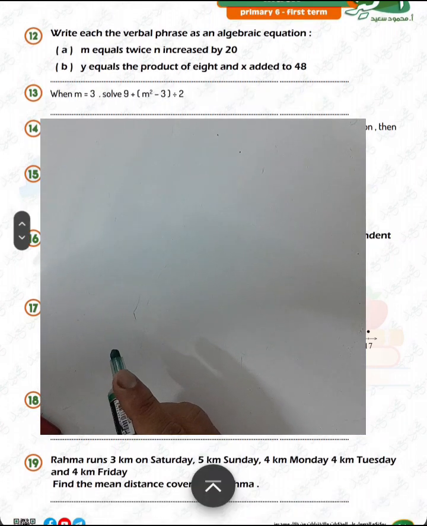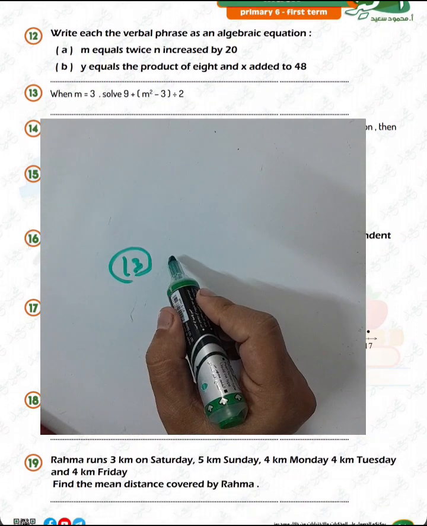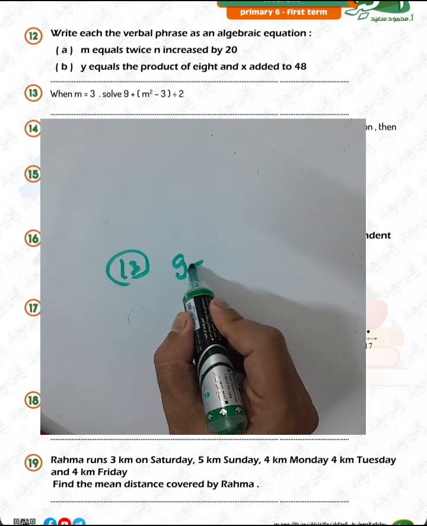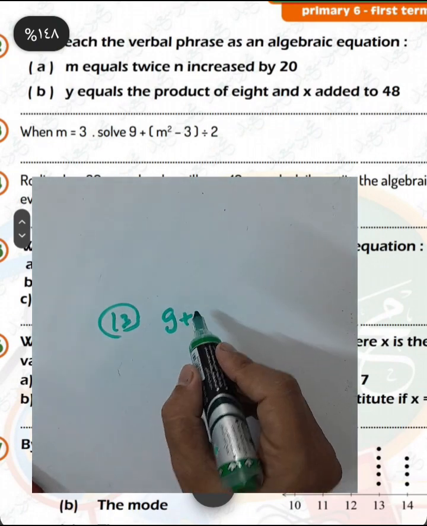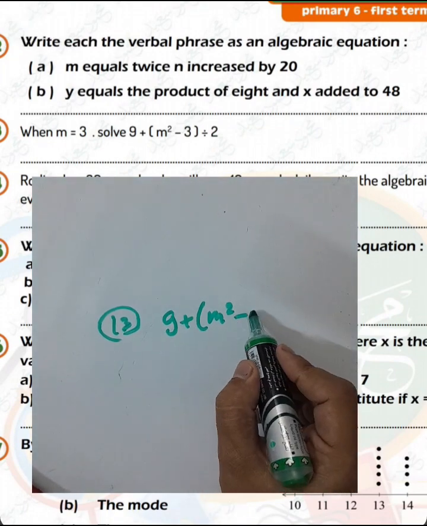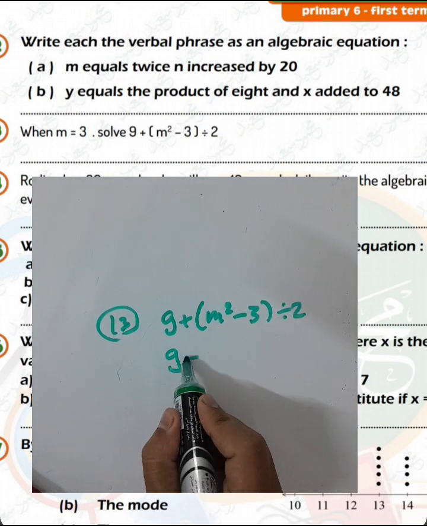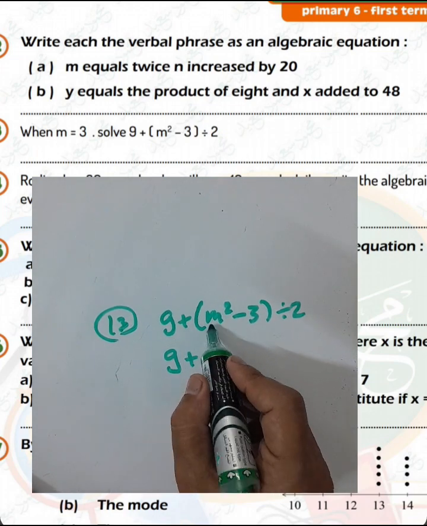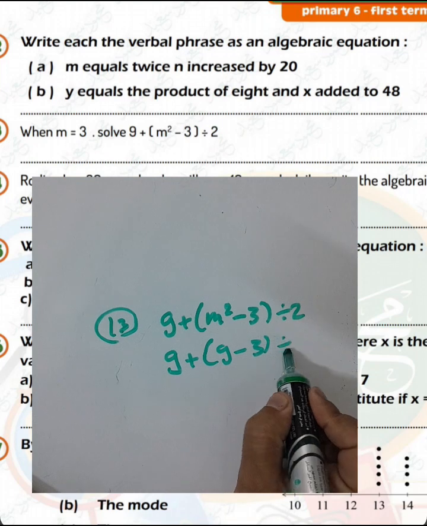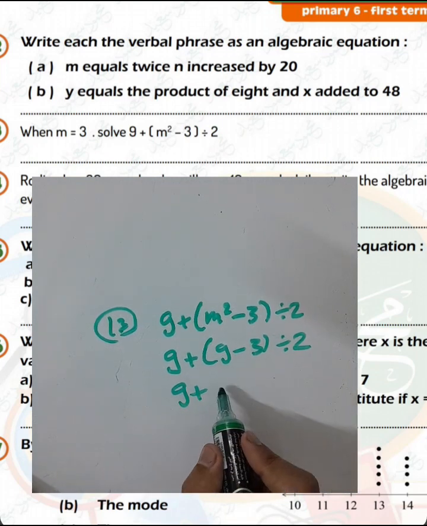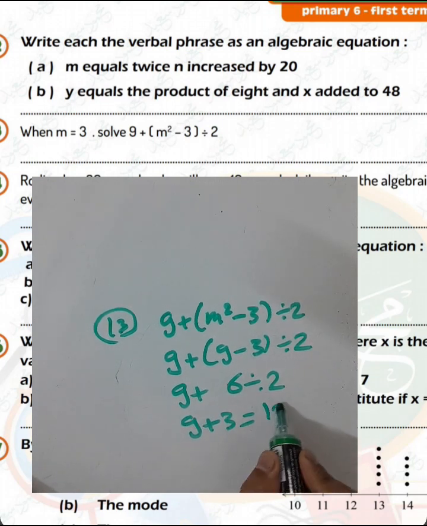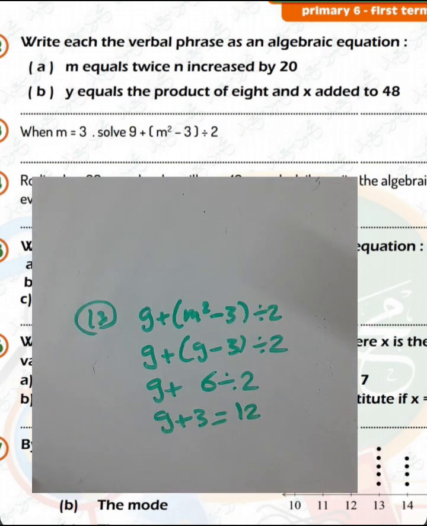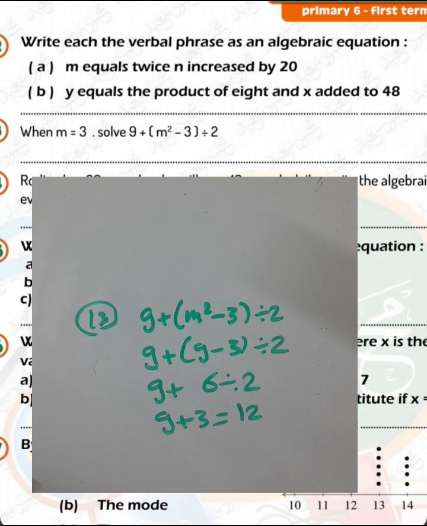Question 13. When m equals 3, solve this equation. 9 plus this expression, 9 plus, in brackets, the difference between m power 2 and 3, divided by 2. Write 9 plus m power 2, m here equals 3, it will be 9 minus 3 divided by 2. Then 9 minus 3 is 6, 6 divided by 2 equals 3, then 9 plus 3 will be 12. Okay, the result here will be 12. It was question number 13.